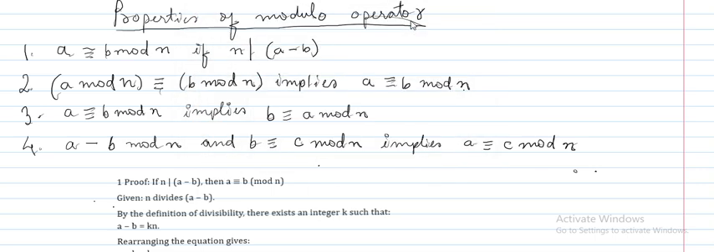So today let us discuss the properties of modular operators. Mostly there are four properties. The first one is a is congruent to b mod n if n divides a minus b. And the second property is a mod n is congruent to b mod n, it implies a is congruent to b mod n. The third property is a is congruent to b mod n implies b is congruent to a mod n.